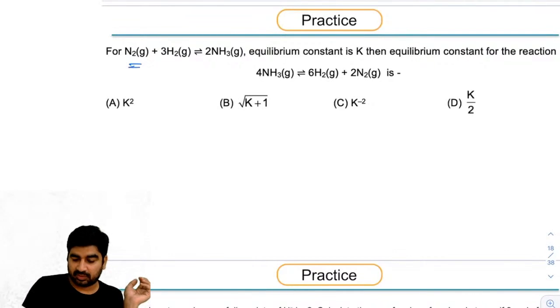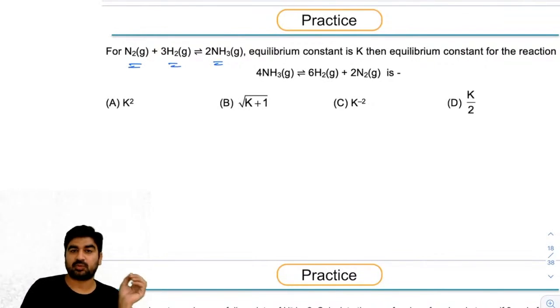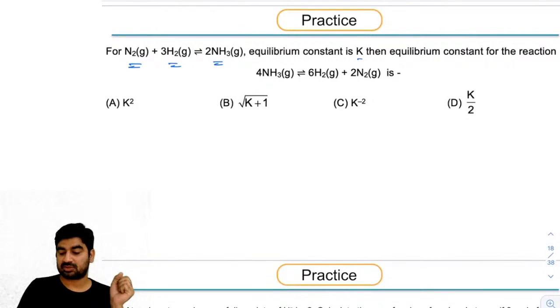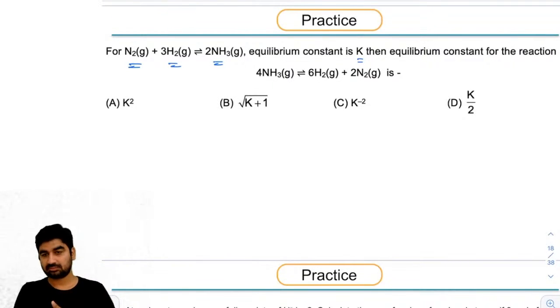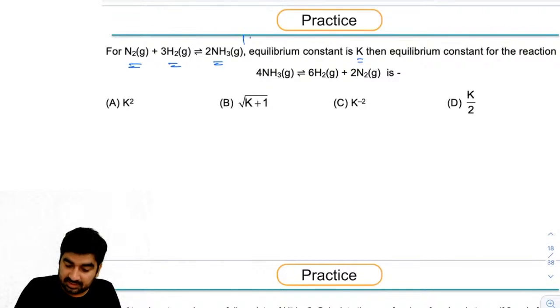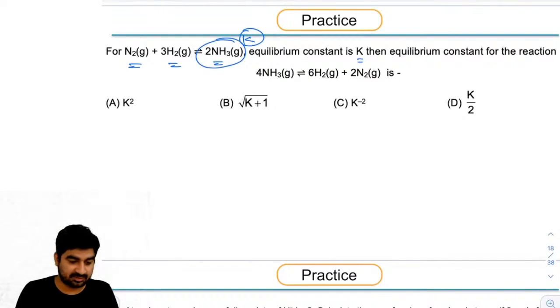You are given N2 gas, 3H2 giving you 2NH3. Equilibrium constant is K. For this reaction, this is K. Now they have reversed the reaction.